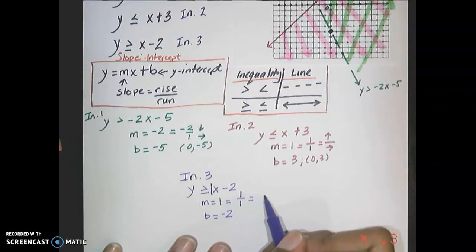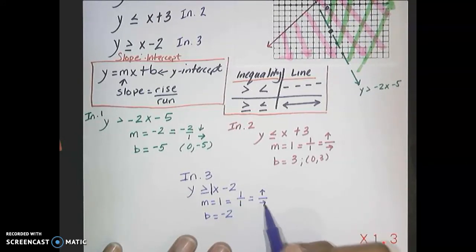So what that tells us is that we go up 1 and to the right 1. Okay, we can talk about this later, or ask the coach if you don't understand. We can also go down 1 and left 1 and get the same line.